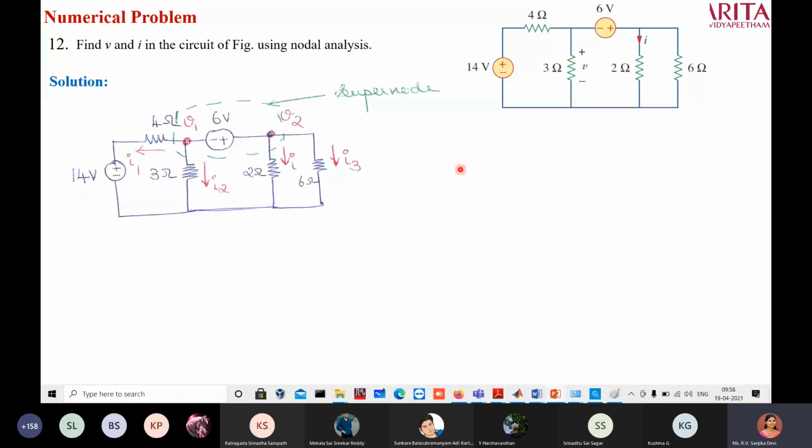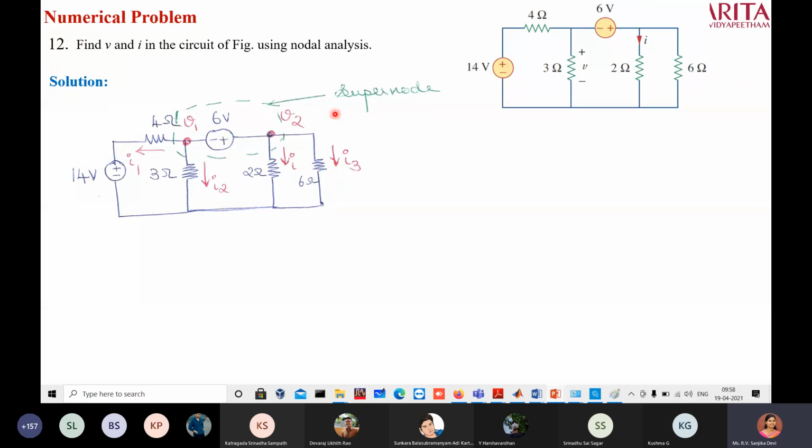Yes. Ma'am, here we can also take V2 as V1 plus 6, right? That we will write the KVL, right? Yes, ma'am. That will be the second equation. So first we will write the KCL equation.